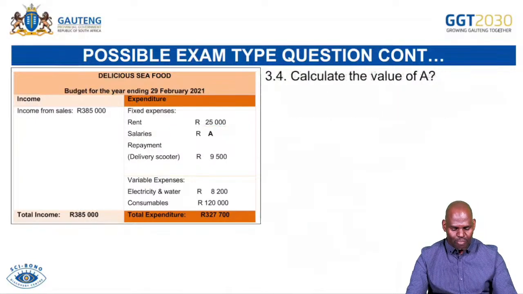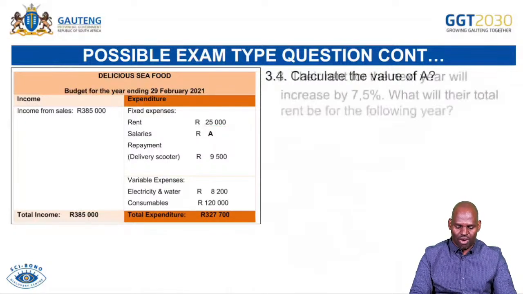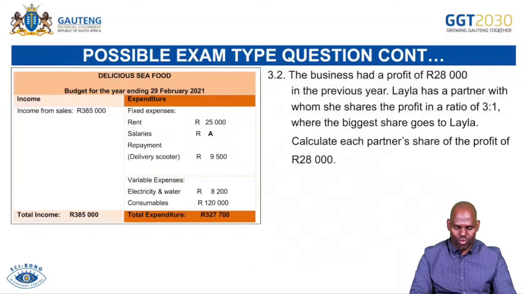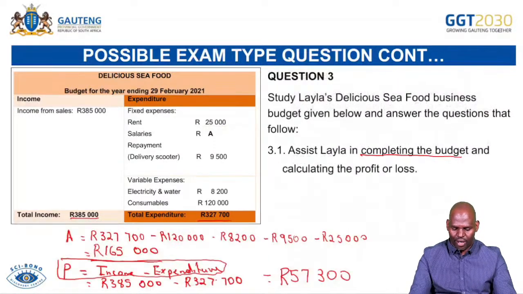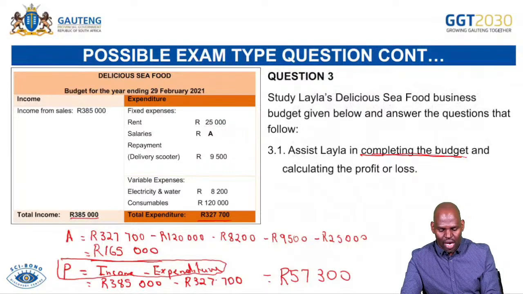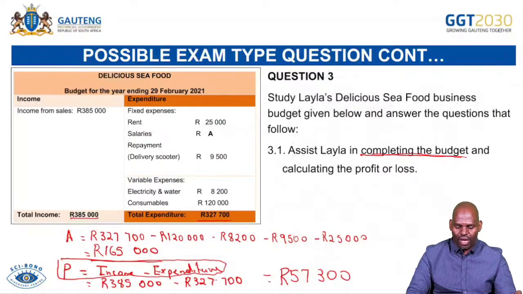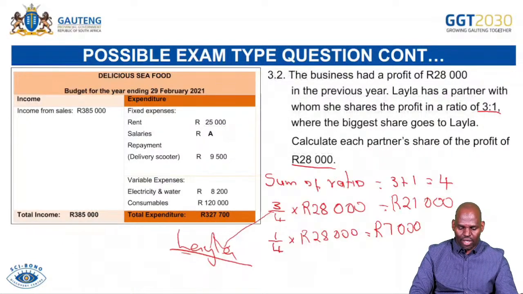Okay, then for number 3.4, it's calculate the value of A. Of course, we have already calculated the value of A, because from the previous question, they just said help by completing. If I could take you back to question 3.1, it says assist Lila in completing the budget. So completing the budget, our assumption there was whatever is missing, we had to complete it. And after that, we also had to calculate the profit. So the value of A has already been done, boys and girls.